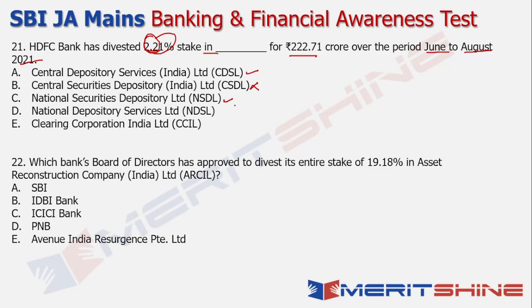So there is nothing called CSDL or NDSL. So these options anyway get eliminated. So you're left with these three, and CCIL, of course, is your Clearing Corporation of India Limited.